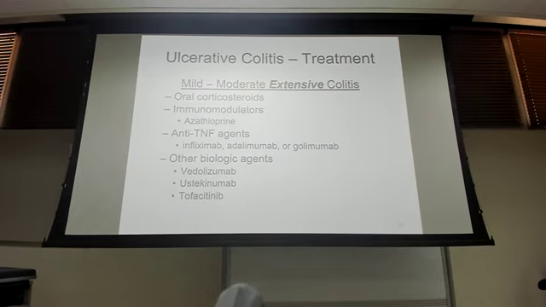Extensive, that's mild to moderate, oral corticosteroids, and then we move into the class that we use for the Crohn's, the immunomodulators and the anti-TNF agents, and other biologics there at the bottom. So remember that any of those biologics are going to decrease your immunity. And we move into that class for mild to moderate and extensive colitis.